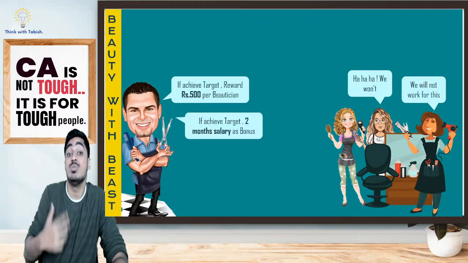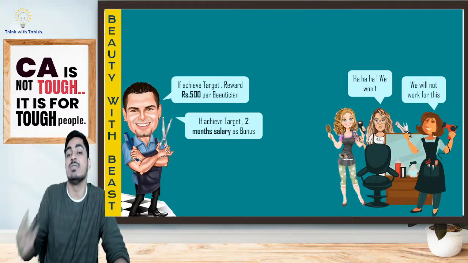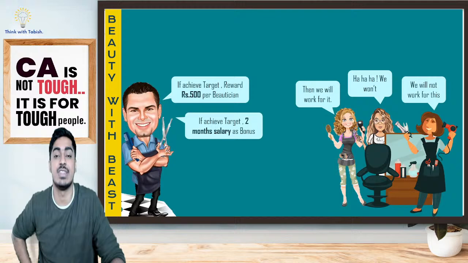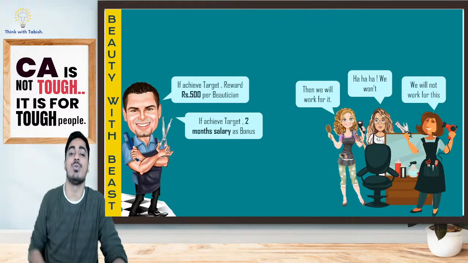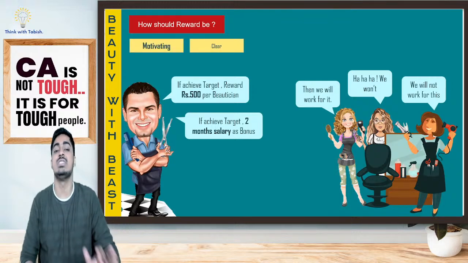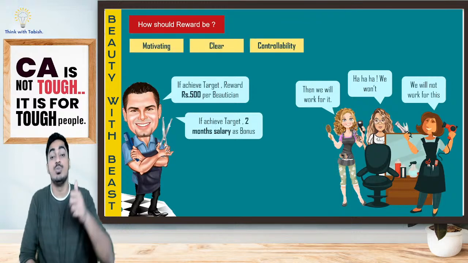my reward should be motivating. Suppose I say, if you achieve the target, 2 months salary as bonus I will give. Now they're like, fine, we will work for that. Yes or no? So how should my reward be? My reward should be MCC, students. What is MCC? It should be motivating.